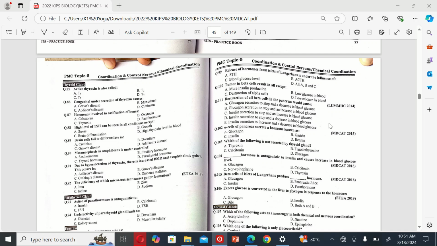Let's get started. So the first MCQ is: active thyroxine is also called A. T1, B. T2, C. T3, and D. T4. So the correct option is D, T4.